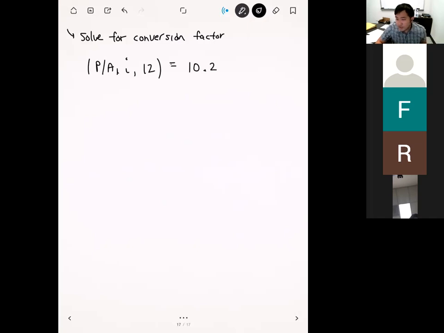And since this is a fairly simple case, we can take the same approach that we did for the very first example we did for rate of return. We can simply search the compound interest tables for a P over A factor of 10.2.